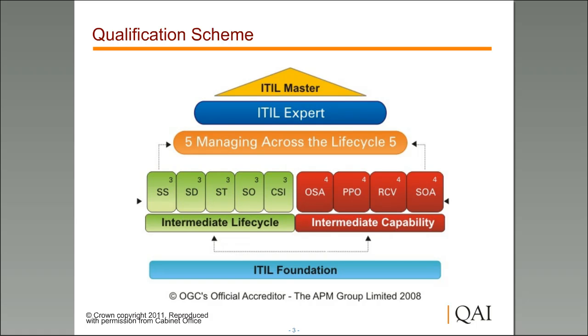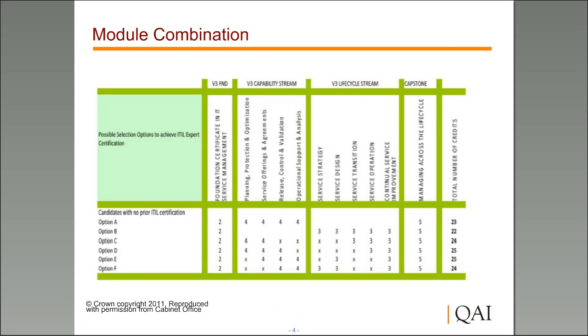At the same time, you can also use some permutation and combination of either the different life cycle or the capability modules. As you can see in this next slide, there are different options of becoming an ITIL expert. On the extreme right-hand column, you can see the total number of credits. This is what you get after going through these different options.